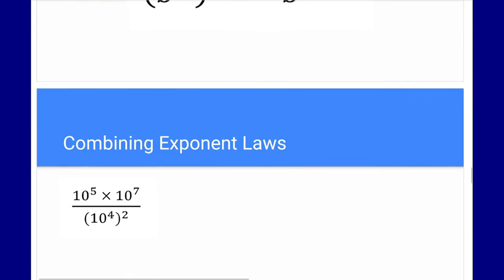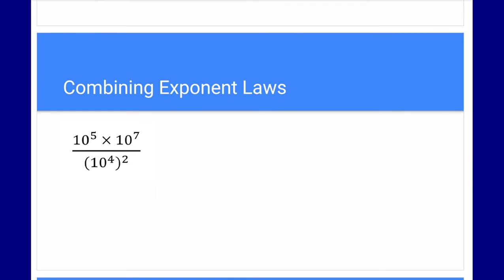So let's look at some examples. We have 10 to the power of 5 times 10 to the power of 7, divided by 10 to the power of 4 to the power of 2. When I have a fraction like this, I want to simplify the top and the bottom separately and then worry about that division, because remember, fractions indicate division. 10 to the power of 5 times 10 to the power of 7 is multiplying powers, so I add my exponents and get 10 to the power of 12. On the bottom, I have a power of a power, so I multiply my exponents, 10 to the power of 8.